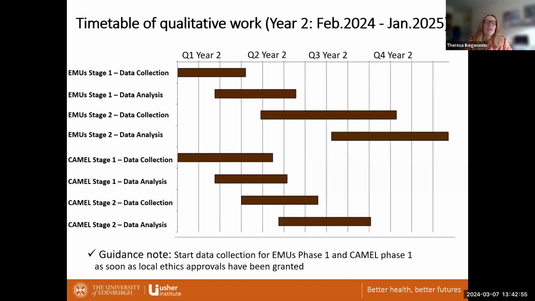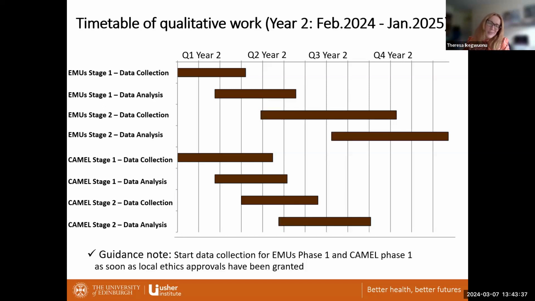Finally, I want to have a look at the timetable for year 2. We are currently in year 2, so it's running from February 2024 until January 2025. I give you an outline of the various things we need to do, though it can be broken down into more detailed bits of work, but I think this is good as an overview. So within this year 2, we are trying to complete EMU stage 1 and 2 and CAMEL stage 1 and 2. So you can see data collection can start for both phase 1s as soon as you've got local ethics approvals in place.